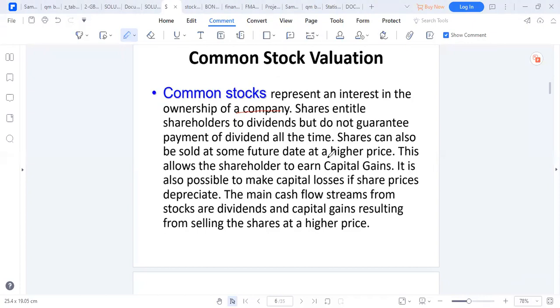So the shares in such a structure can also be sold at a future date at a higher price when the stock prices go up. This will allow the shareholder to earn what are called capital gains, which have their own computations. It is also possible to make a loss on those shares if the shares depreciate. So the main cash inflows for these kinds of shareholders are through capital gains and the dividends that are paid.